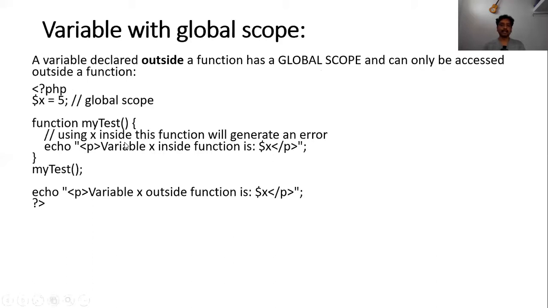Here I have an example. What example do I have here? I have the global variable x here. Global variable x is equal to 5, and I have a function here. So this is my function. But x is a global variable.